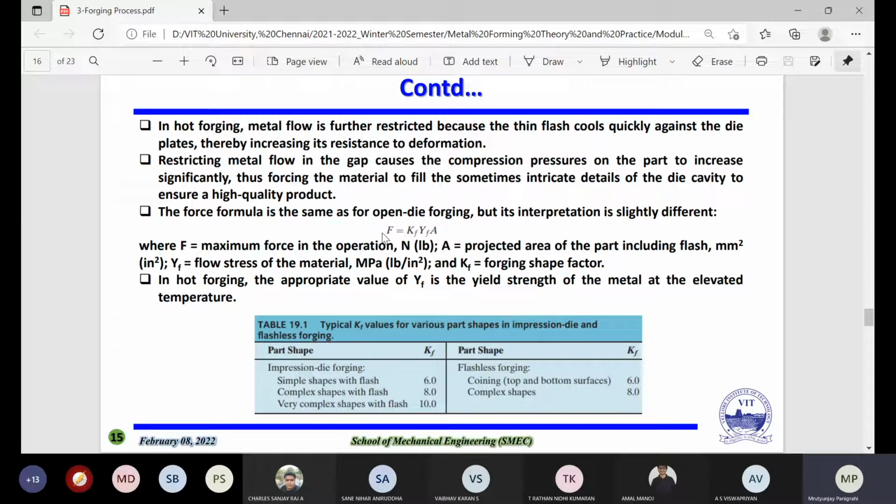Okay, for example, if you do not apply the maximum force, then you cannot get the flash. It will be the same as the earlier part we discussed in the previous classes. So F here is considered as the maximum force in the operation. Whatever the maximum force we are using is considered as F, and A is the projected area of the part, because we are thinking of that particular projected area. We are not thinking of the total projected area. Wherever it is working, that projected area we are talking about, then Yf equals the flow stress. Okay, so this is the basic difference.